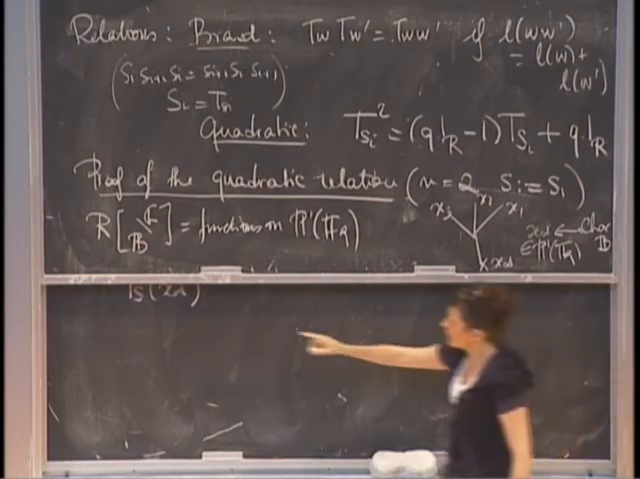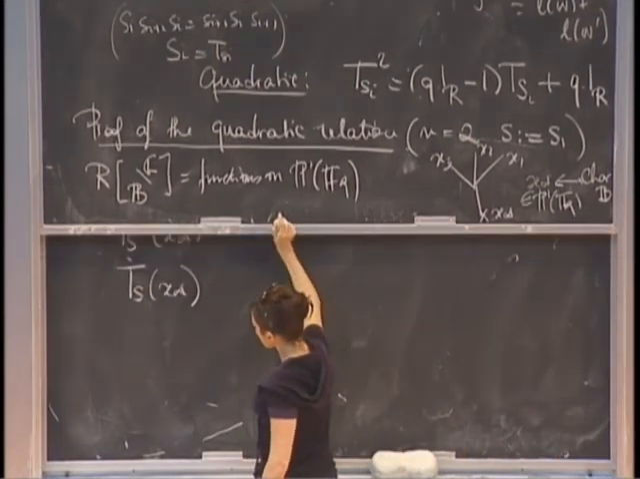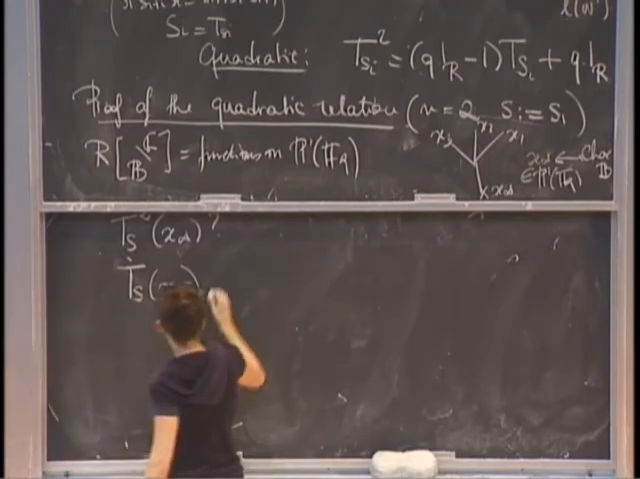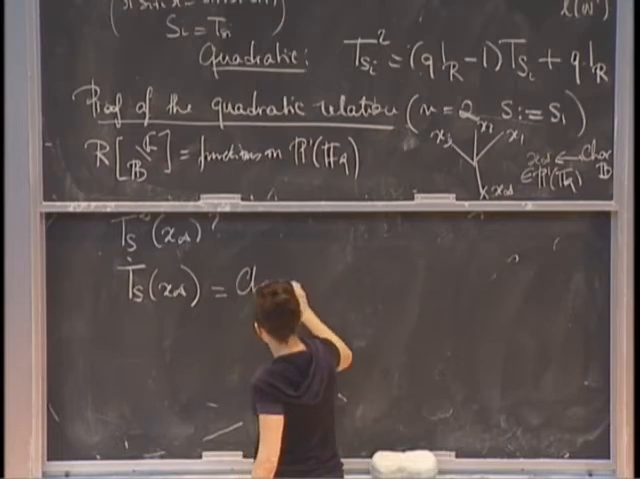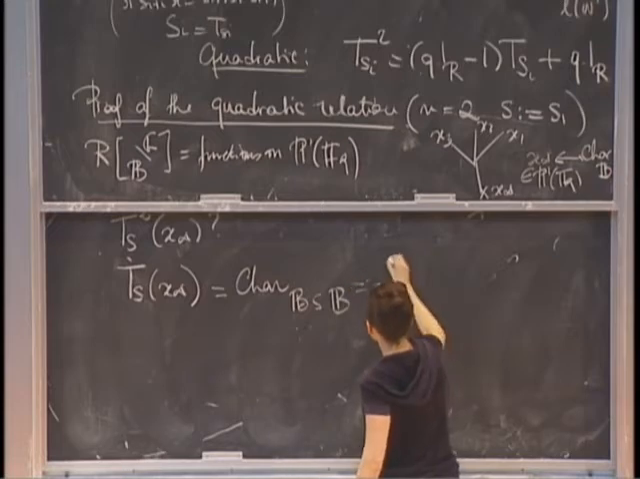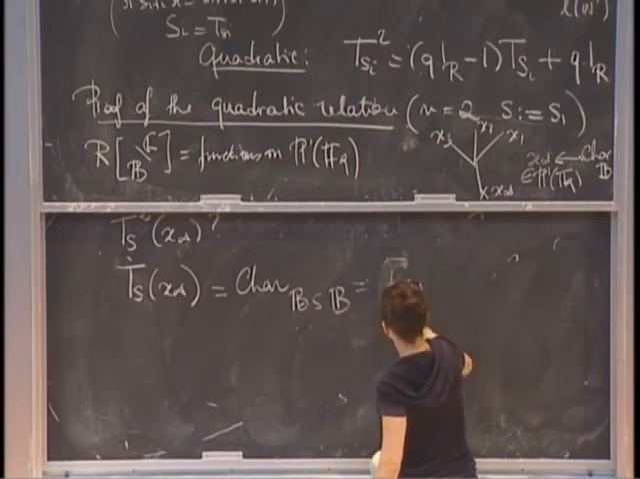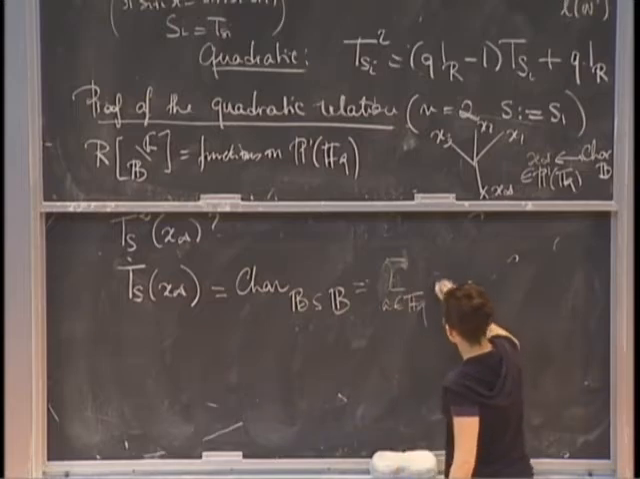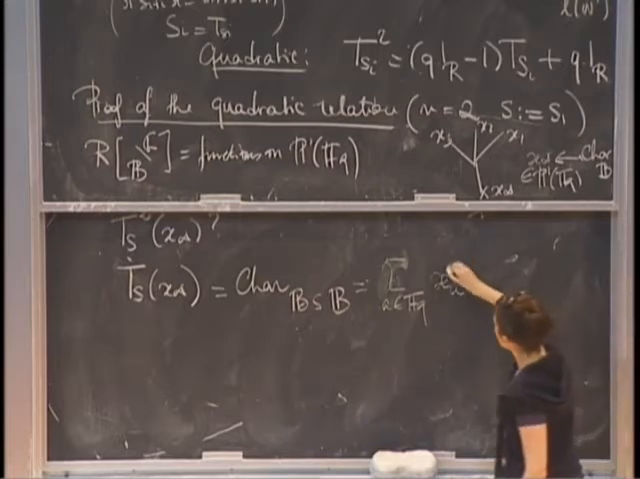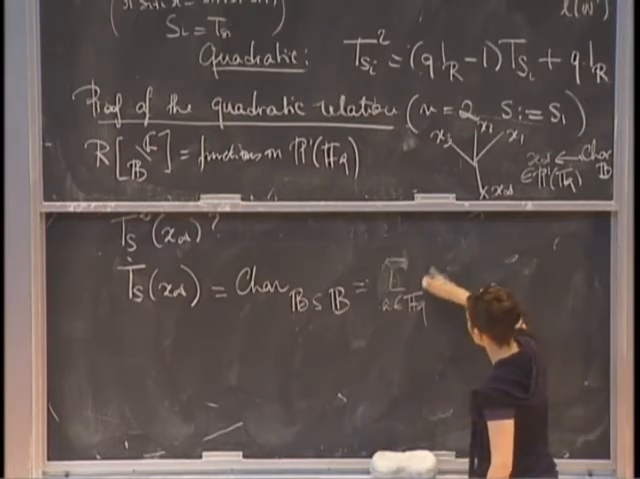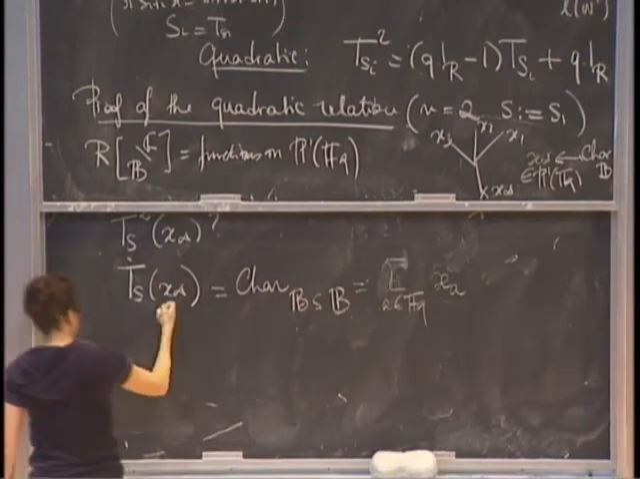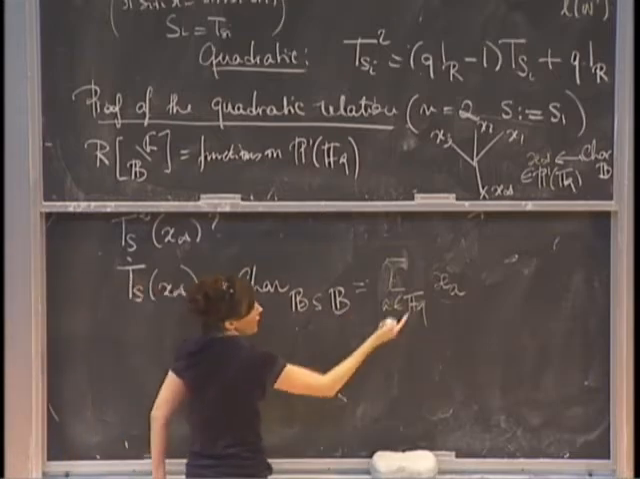In this setting here, T_S corresponds to the double coset BSB, and therefore this is the characteristic function of BSB, which is in fact the sum over all a in F_q of the x_a, where x_a are the other points, well, all the finite points of the projective line. So T_S sends a vertex to the sum of the other vertices.